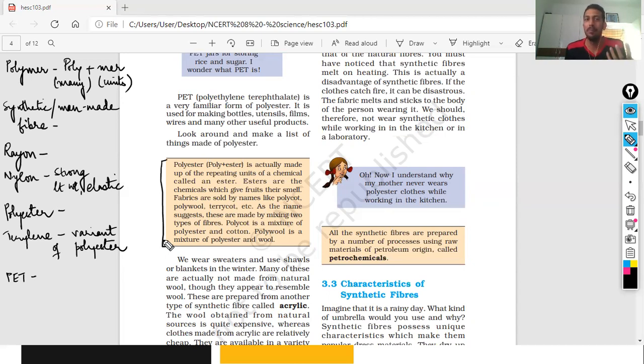And as the name suggests, when you talk about different materials like polycot or polywool or terrycot, they are all mixtures of different components, is what I would say. Polycot, for example, is a mixture of polyester and cotton. Polywool is polyester and wool. Very simple to understand. Now, most of the sweaters you wear and the shawls that you use in winters are all claimed to be 100% cotton or 100% wool.